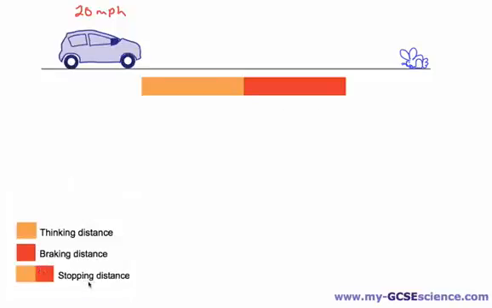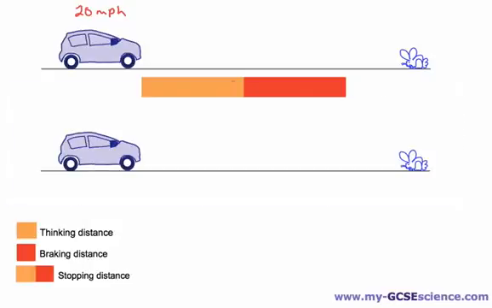Let's just have a look at a key down here. So we've got three things here. We've got the thinking distance in orange, we've got the braking distance in red, and together they make the stopping distance of the car. Okay, so this 20 miles an hour represents a certain amount of kinetic energy that the car has due to its speed. Now let's imagine that we have the same scenario, but this time the car is traveling at 30 miles per hour. So the car has more kinetic energy, therefore it's going to take more distance for the car to stop in order to dissipate that movement energy that it has.